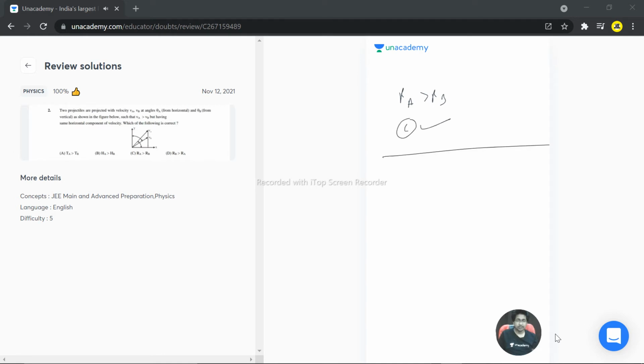Let's check the height. HA will be u square sine square theta by 2g, and HB is VB square by 2g and sine square of 90 minus theta B. In the same manner, we can say again that HA is greater than HB. So A, B and C are all correct. Hope this answered your question. Thank you very much.